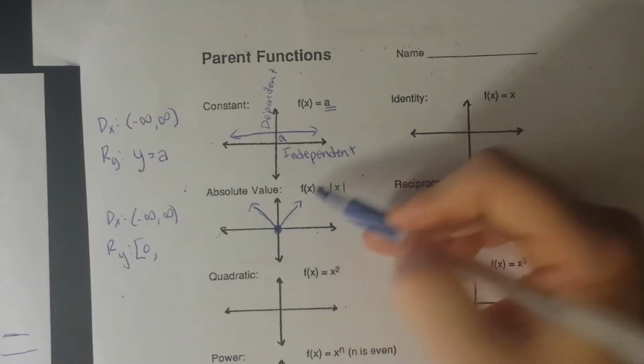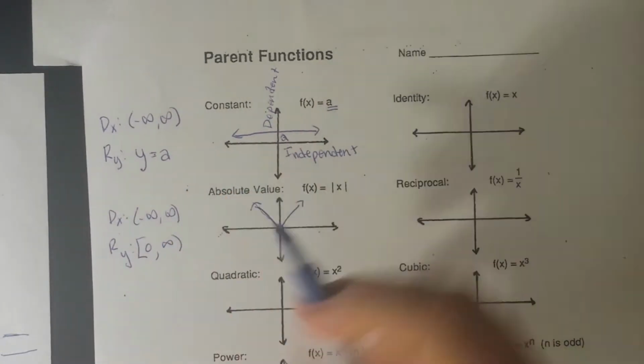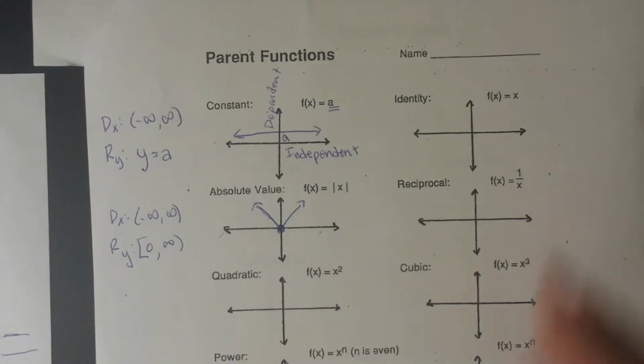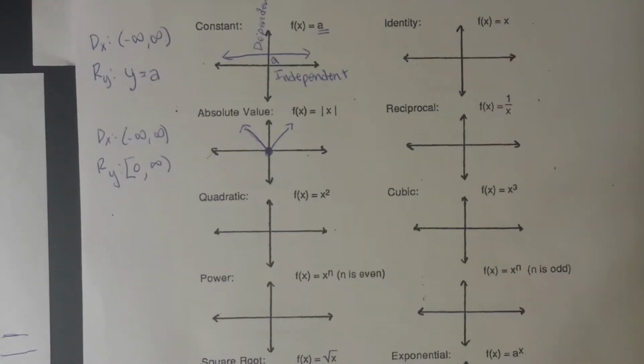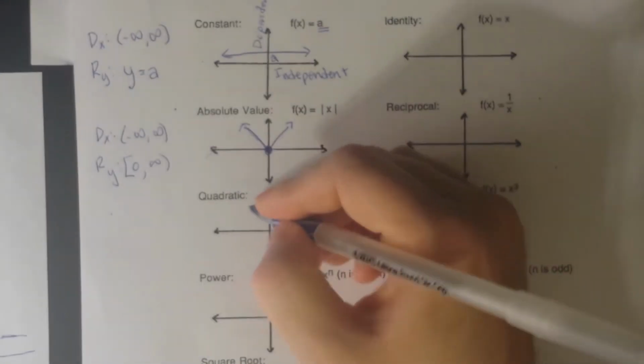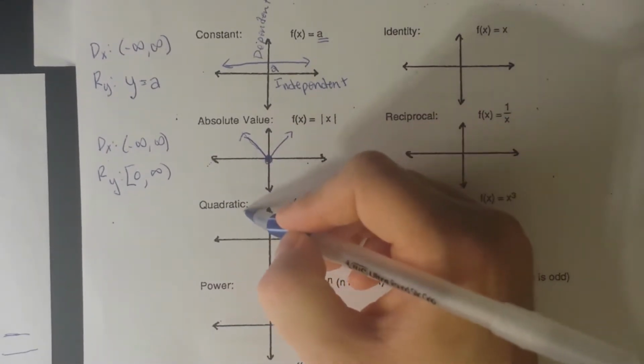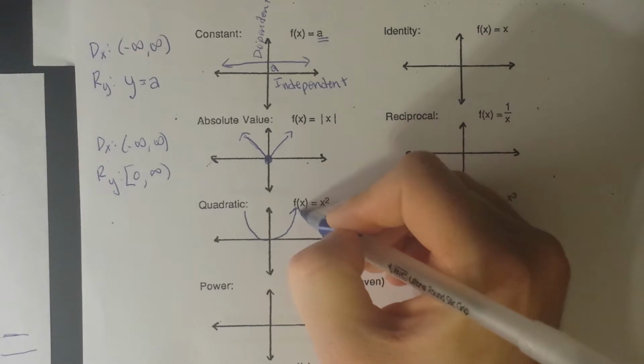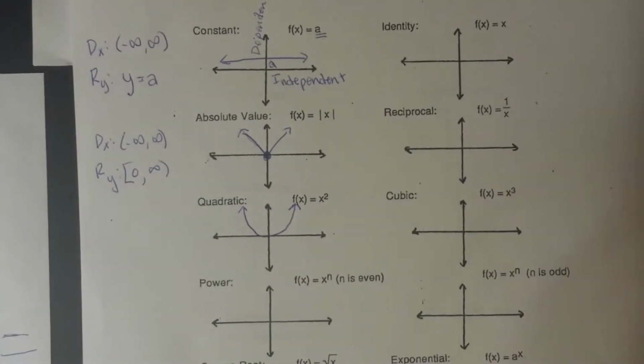And it goes up, up, up, up forever to infinity. So there's a difference between brackets and parentheses. Make sure you know the difference. Okay, next, quadratic. Quadratics are not a V shape. Make sure you can tell the difference between a V and a parabola that looks like a U.